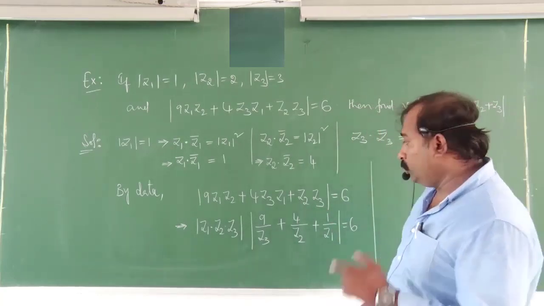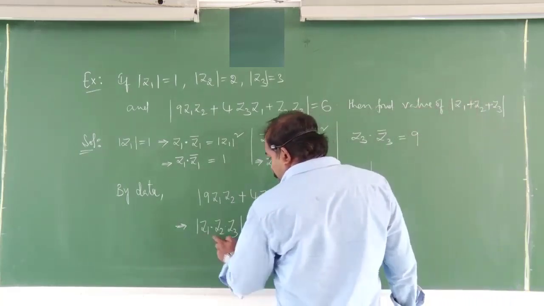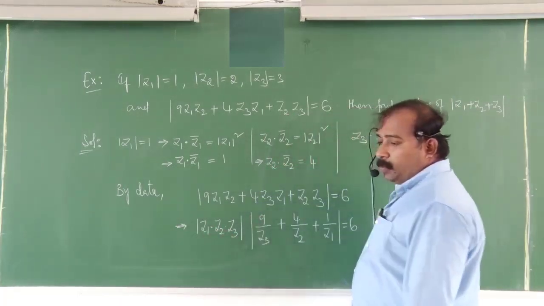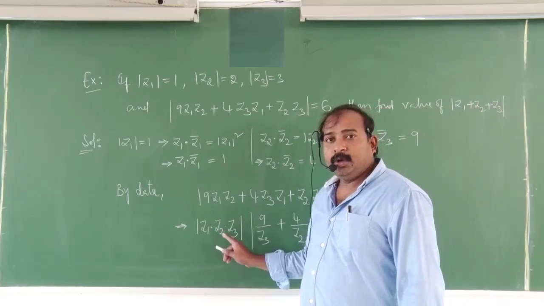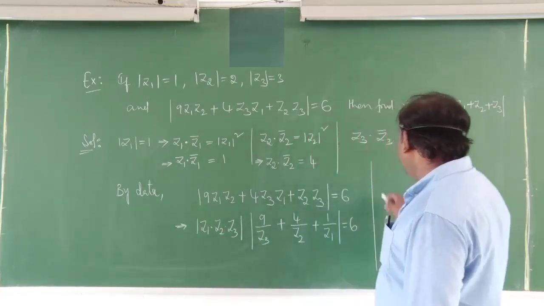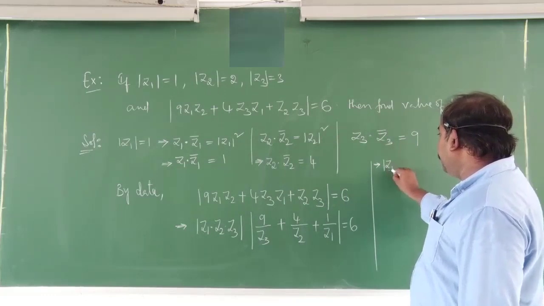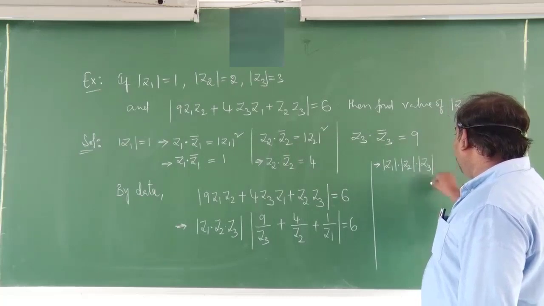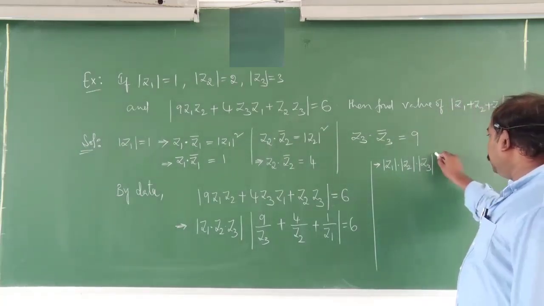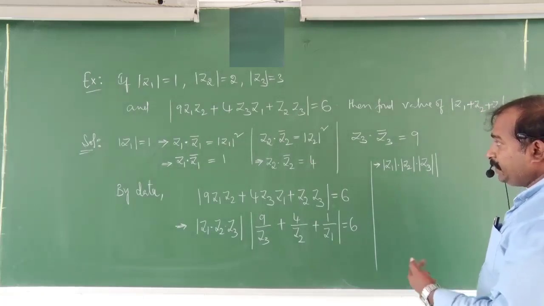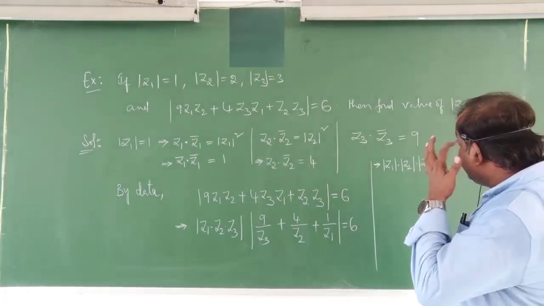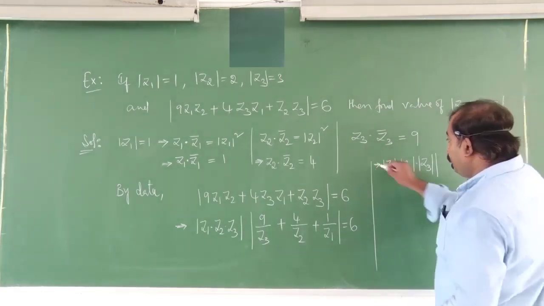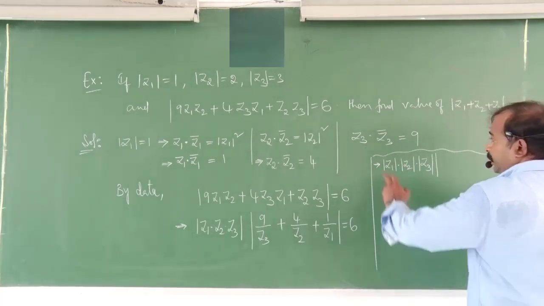Now according to the modulus properties, modulus of Z1 Z2 Z3, how can I write it? Modulus of Z1 into modulus of Z2 into modulus of Z3. So here I get modulus of Z1 into modulus of Z2 into modulus of Z3 into modulus of 9 by Z3. How can I write 9 by Z3? Here, if you observe, from this relation, what value can I get?